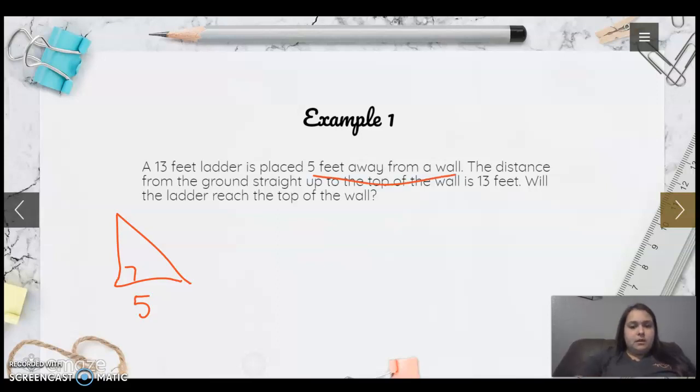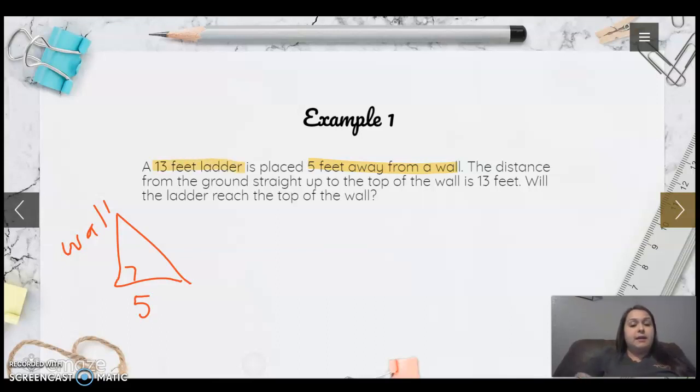I'm going to go ahead and erase that because I just drew all over it. So, 5 feet away from the wall. So that's where my 5 feet goes. Again, this is your wall. We also know that the ladder that is leaning against the wall is 13 feet.